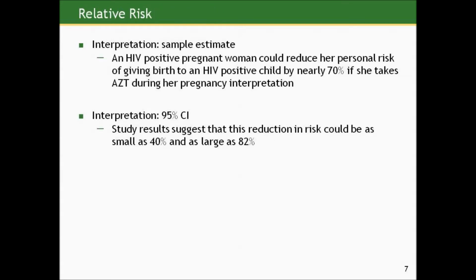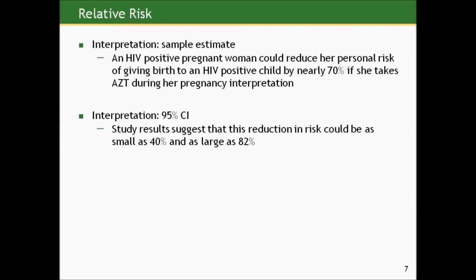So how could we interpret the relative risk? Well, one way to qualify this in a sentence, at least our sample estimate of 0.32 or 0.33, would be to say something like an HIV-positive woman could reduce her personal risk of giving birth to an HIV-positive child by nearly 70% if she takes AZT during her pregnancy.